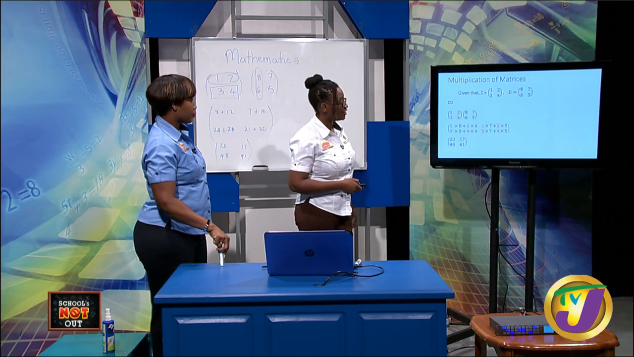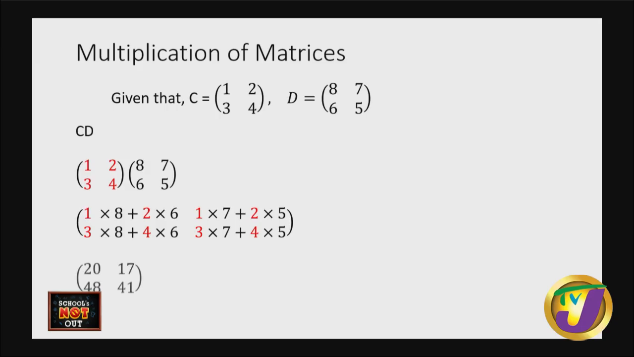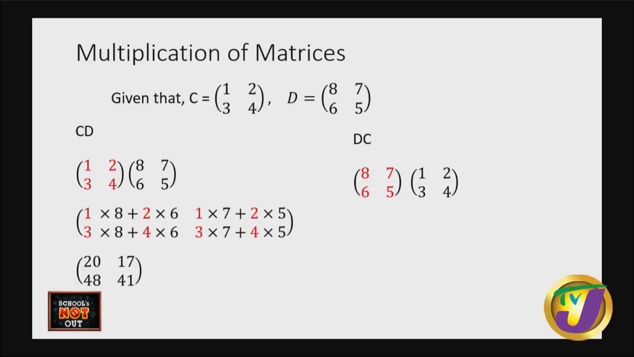So in the interest of space, I want to take us back over here now. We would now look at DC. So we have changed the position of the matrix again. Now matrix 8, 7, 6, 5 is the multiplier, and 1, 2, 3, 4 is the multiplicand. Because they are both 2 by 2s, the elements are compatible in this arrangement as well. So let's see.